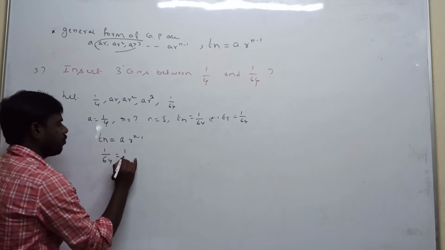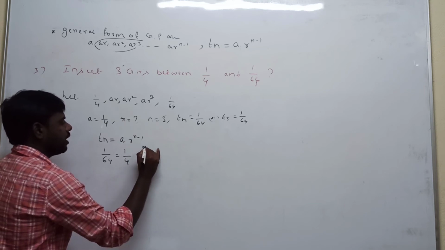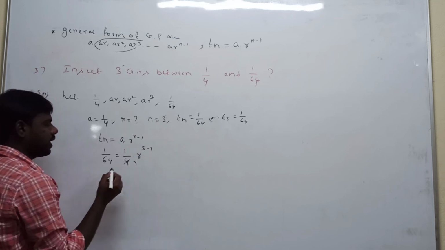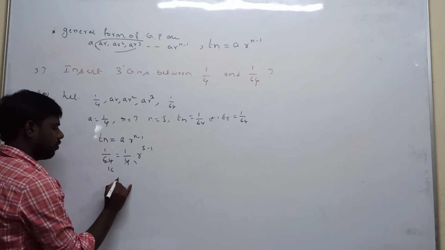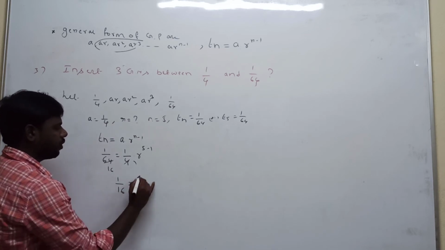A value is 1 by 4. R value is written as it is. N value is 5 minus 1. Now 4 times 4 is 16. So now we get the values 1 by 16 is equal to r to the power of 4.